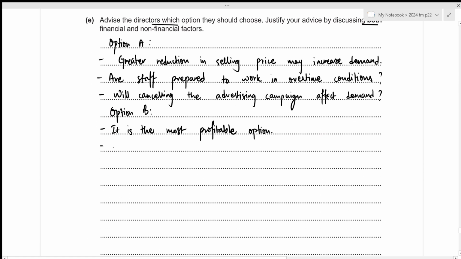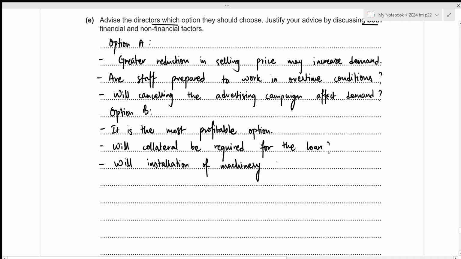So will collateral be required for the loan? And will installation of machinery cause a delay in production?